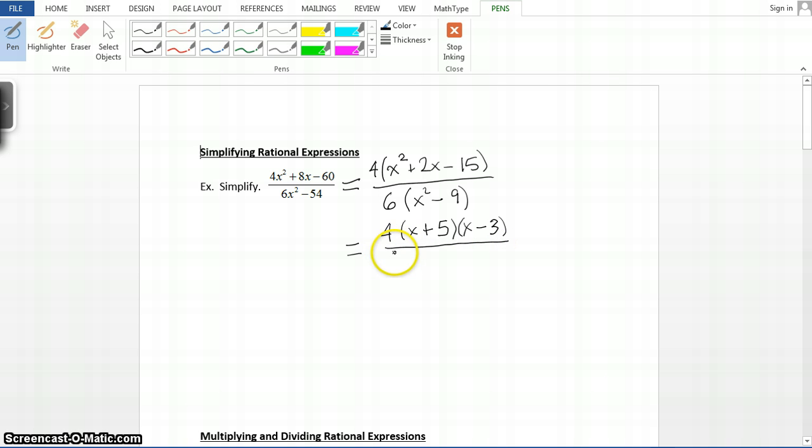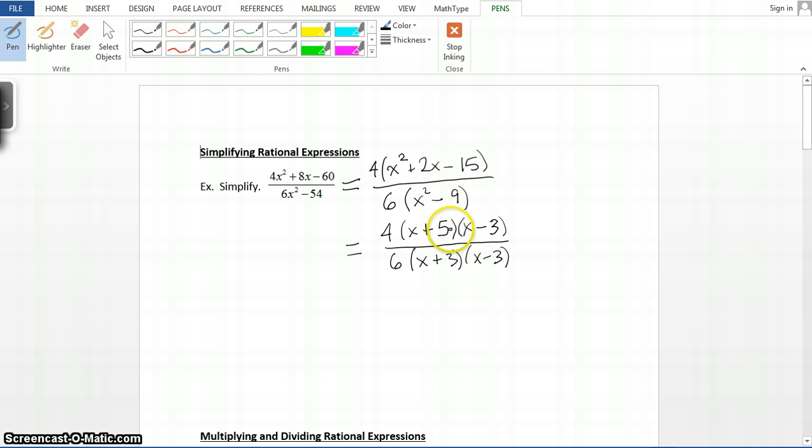In the denominator, I've got a difference of squares. X squared minus 9 will factor to x plus 3 and x minus 3. Now, once you've completely factored the numerator and the denominator, now is when you can cancel things top and bottom.